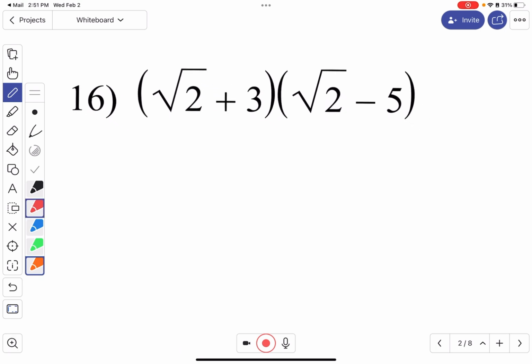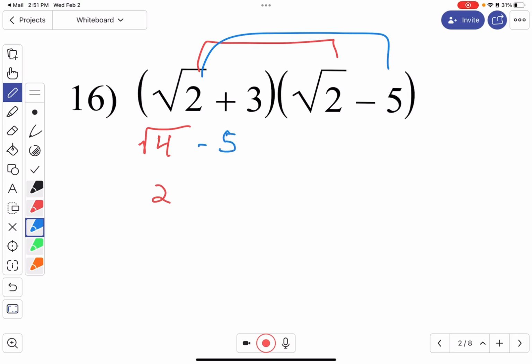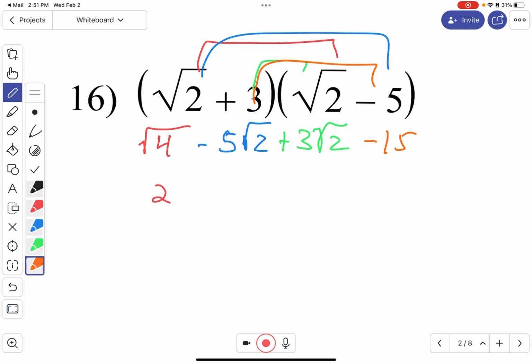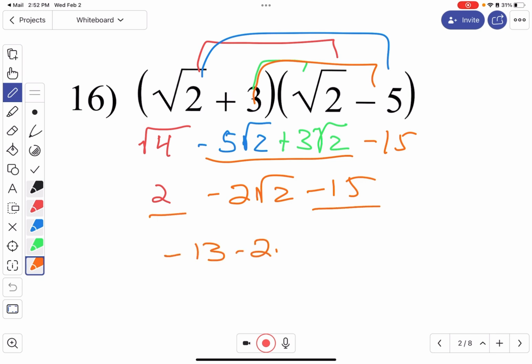Again, we're going to FOIL. Negative 2 times negative 2 is square root of 2 times the square root of 2 is the square root of 4, which I know is just 2, so I'm going to put that right there. Outside, minus 5 radical 2. Inside, plus 3 radical 2. And last is minus 15. So that's 2. Those are like terms, so minus 2 radical 2, minus 15. 2 minus 15 is negative 13 minus 2 radical 2.